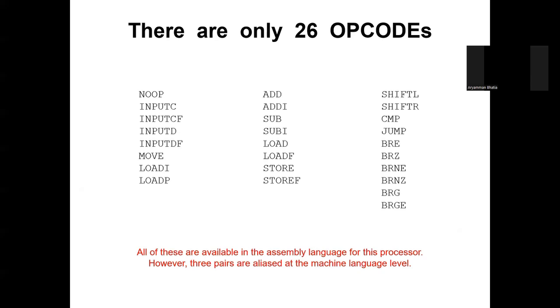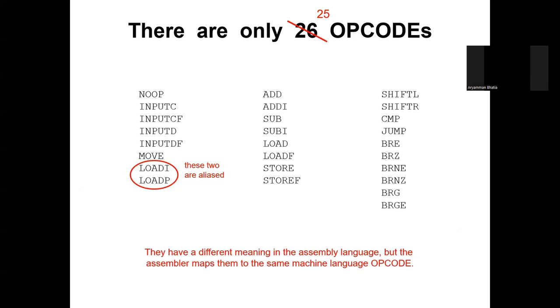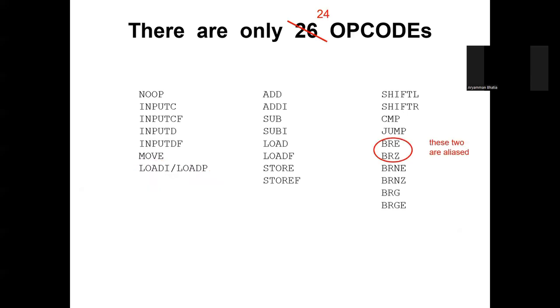So yeah, these are all available in the assembly language, but at the machine language level, some of them use the same binary code, because there is some way to differentiate them from their subsequent bits, so we don't waste bits by giving them different codes. This process is called aliasing. So for example, these two operations are aliased. We also have the branch if equal to and branch if zero operations, which are aliased.